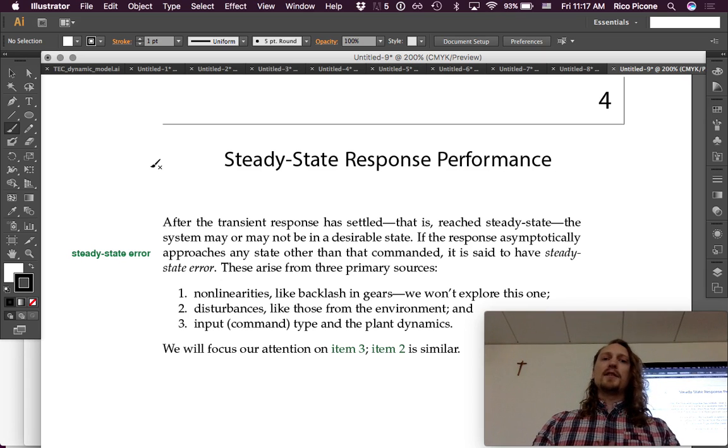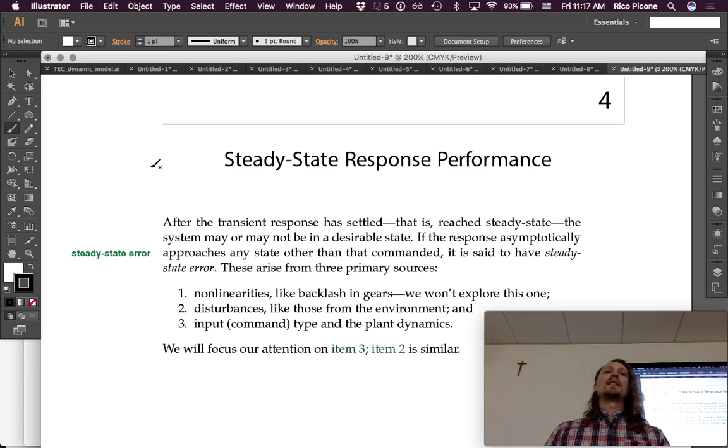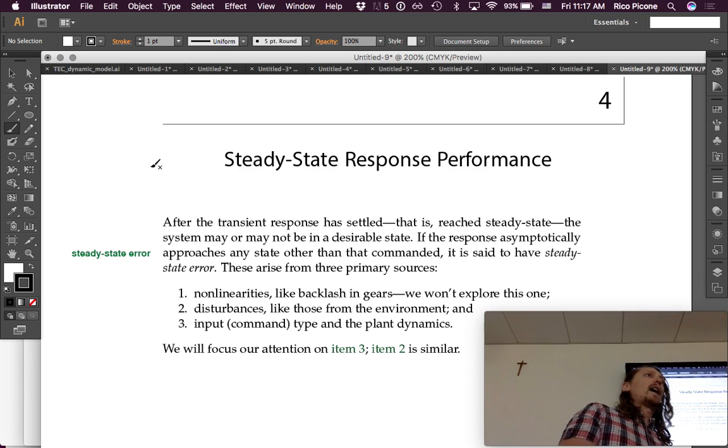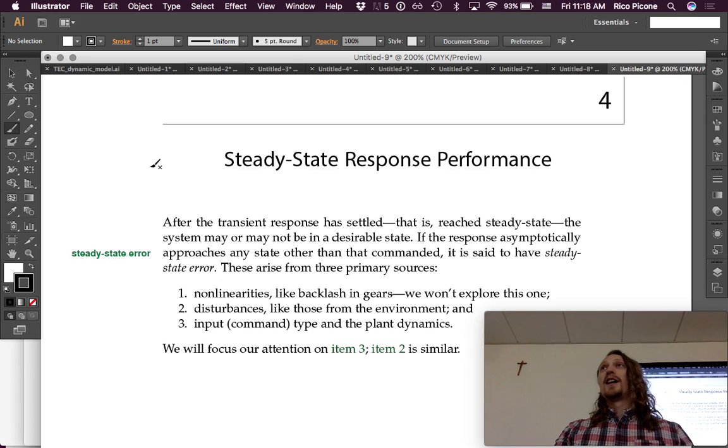After the transient response has settled, that is, reached or approached steady state, the system may or may not be in a desirable state. Bummer, even though you have a controller on there, you might not have the system settle down to the point you want to be at. You might have some error that's just staying for all of time. It's not going away, which is not a very good controller if that error is significant, right?